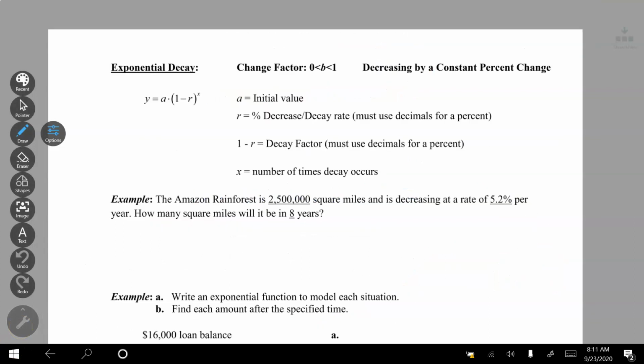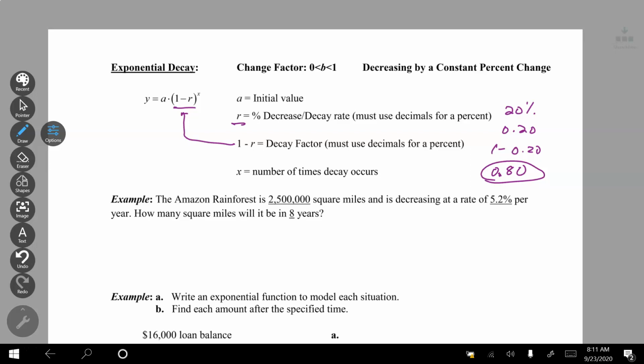Okay, exponential decay is very similar, except my equation has a 1 minus r in it. The 1 minus r is still the percent. I got to change to a decimal, so if it says decaying by 20%, that means I use 0.20, but it would be 1 minus 0.20, which is 0.80. So when you see that as your b value, that means it's 20% less than 100%, or 0.20 less than 1.